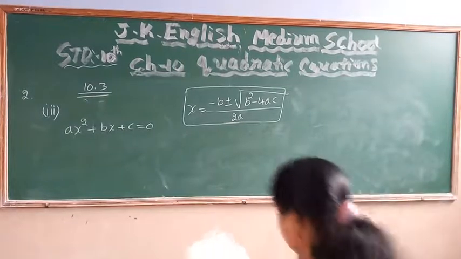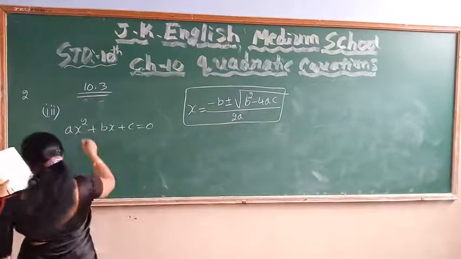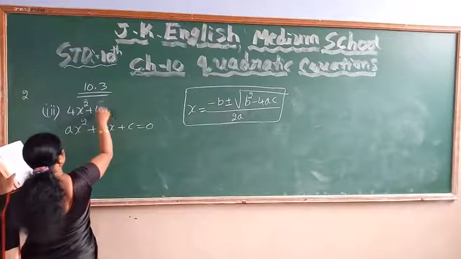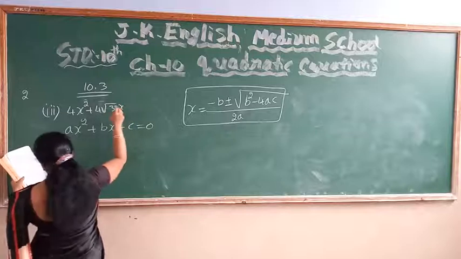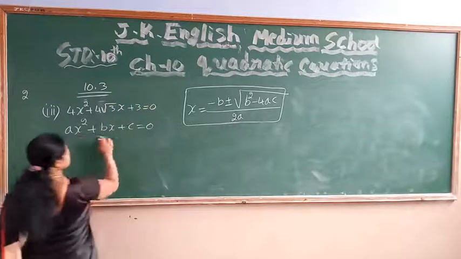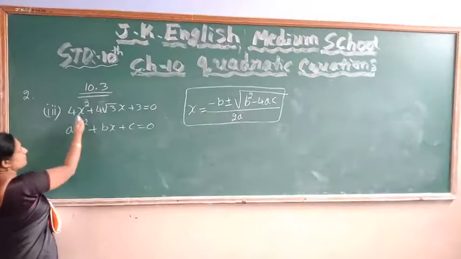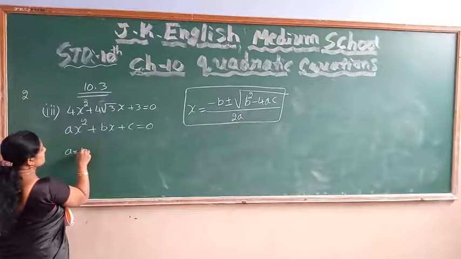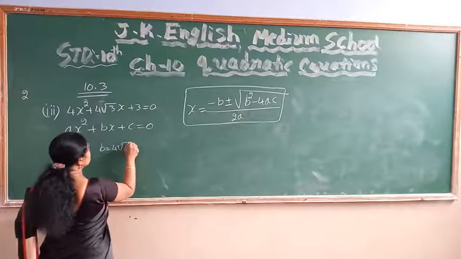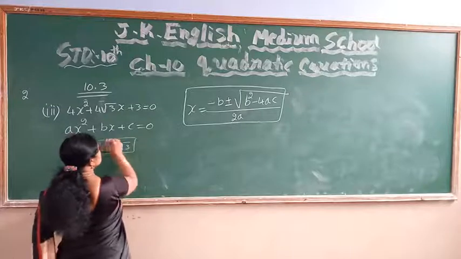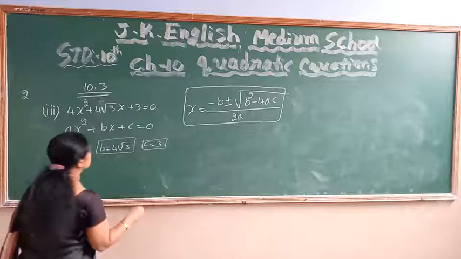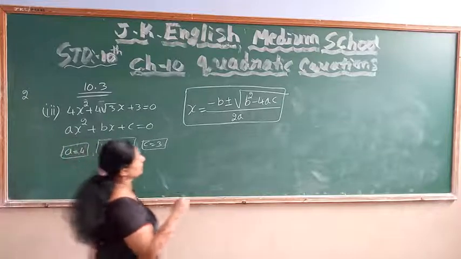Third question, children: 4x square plus 4 root 3 x plus 3 is equal to 0. Write the standard form of the quadratic equation. Compare with this: a value is 4, b value is 4 root 3, c value is 3. Then substitute these values in the quadratic formula.